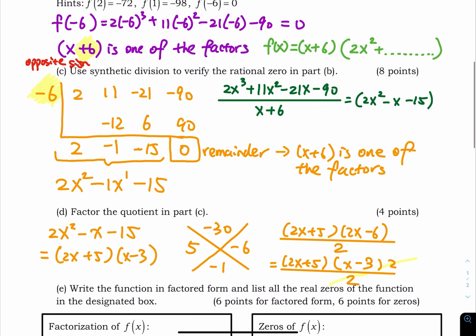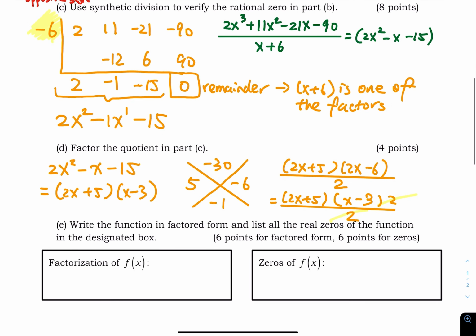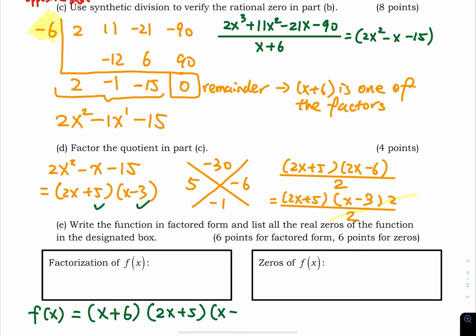So at the end of the day, what do I have? The function is equal to, this is the first factor, x plus 6. That is where we pick up. And then we also have this and that. So that is 2x plus 5 and then x minus 3. That is the factored form of the function. And then I asked for the factorization. So all you have to do is simply put the factors in here. So f of x equals x plus 6 and then 2x plus 5 and then x minus 3.